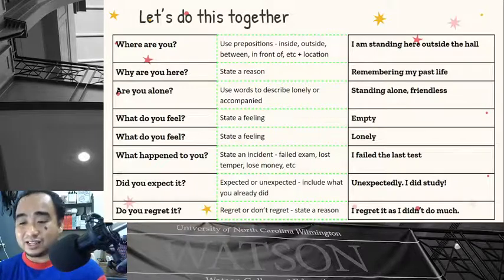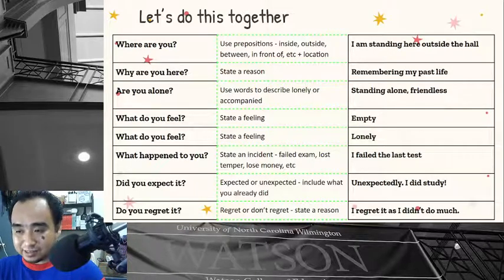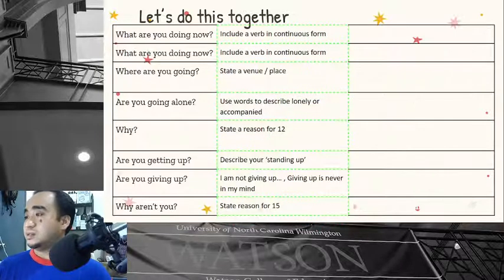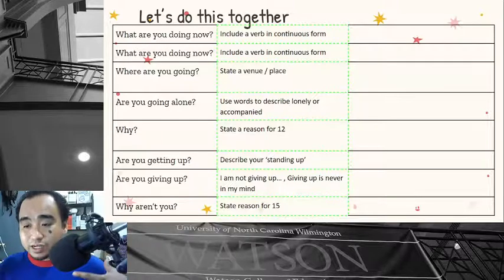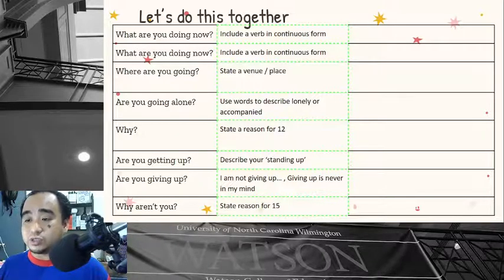The first 8 lines. Let's move to the next 8 lines. What are you doing now? So include a verb in continuous form. What are you doing now? So there are twice, you have to mention twice. Include a verb in continuous form. And then where are you going? State a venue or a place that you are going to.